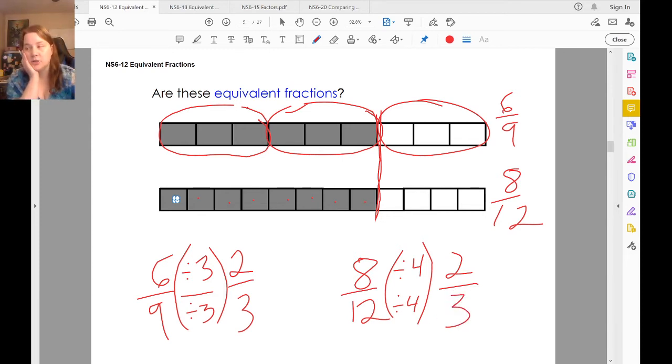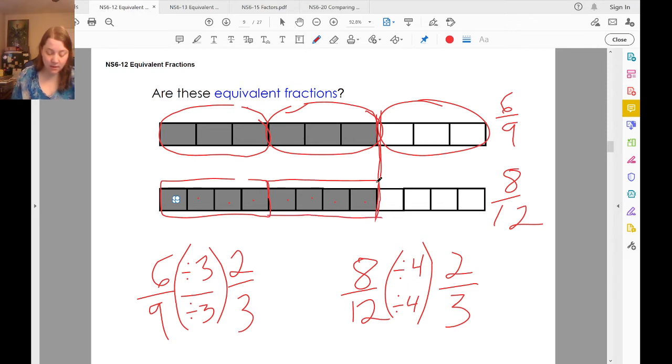Let's look at the picture and see if we can do the same thing. Let's split these into groups of 4. 1, 2, 3, 4. 1, 2, 3, 4. And 1, 2, 3, 4. And you can see that we still have 2/3 shaded.